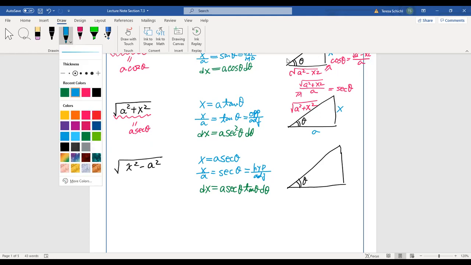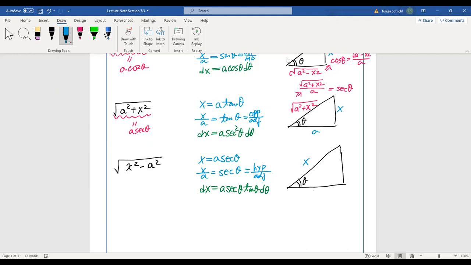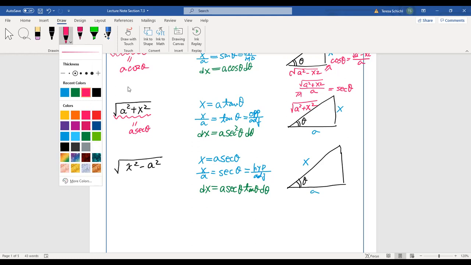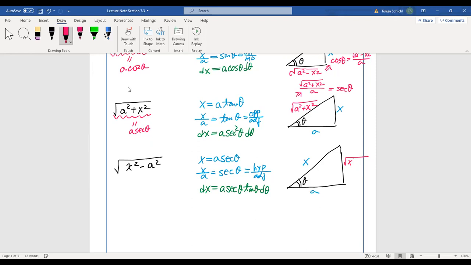Okay, so secant theta is equal to the hypotenuse over adjacent. So it's x over what? x over a. Right? And now by the Pythagorean theorem, if the hypotenuse is x and the adjacent is a, what is this side? This side will be the square root of x squared minus a squared, right? So it will be like this, right? So this side will be the square root of x squared minus a squared. Okay, so now I can rewrite this.